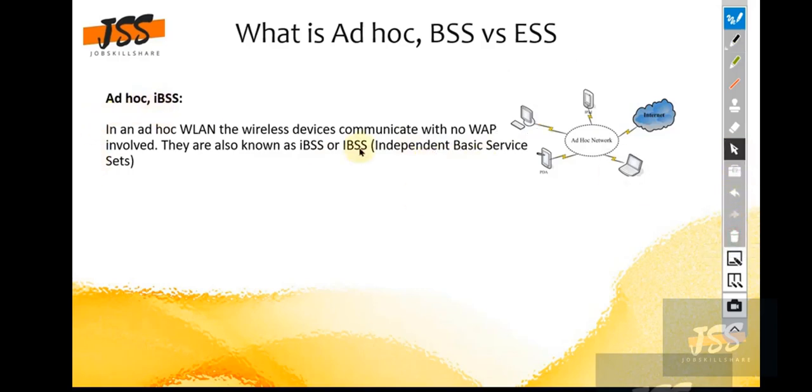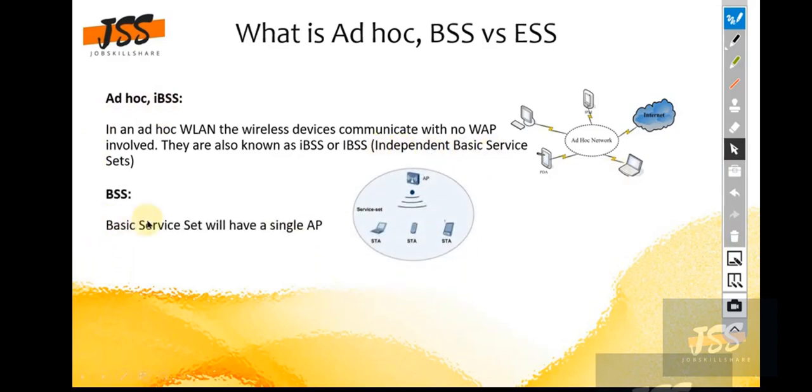As opposed to the independent basic service set, we have the basic service set. And what is a basic service set? We have an access point between these devices. So if this STA, which stands for station device, wants to send information to this device, it will go through the access point. Okay, so this is known as the basic service set.